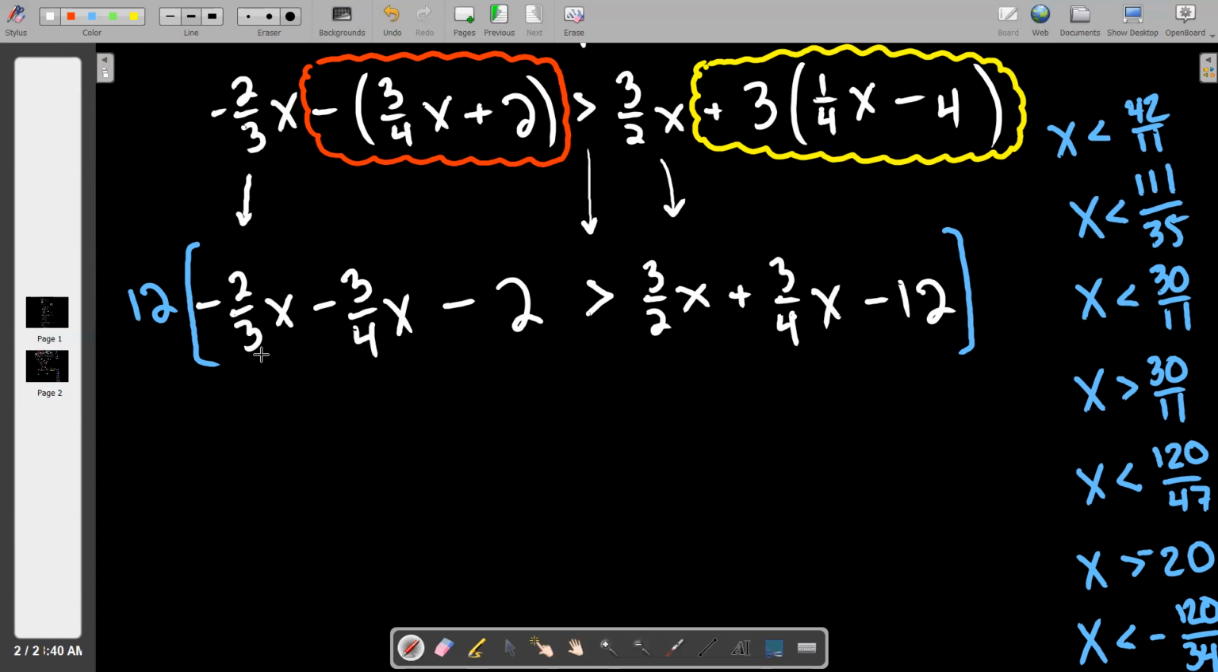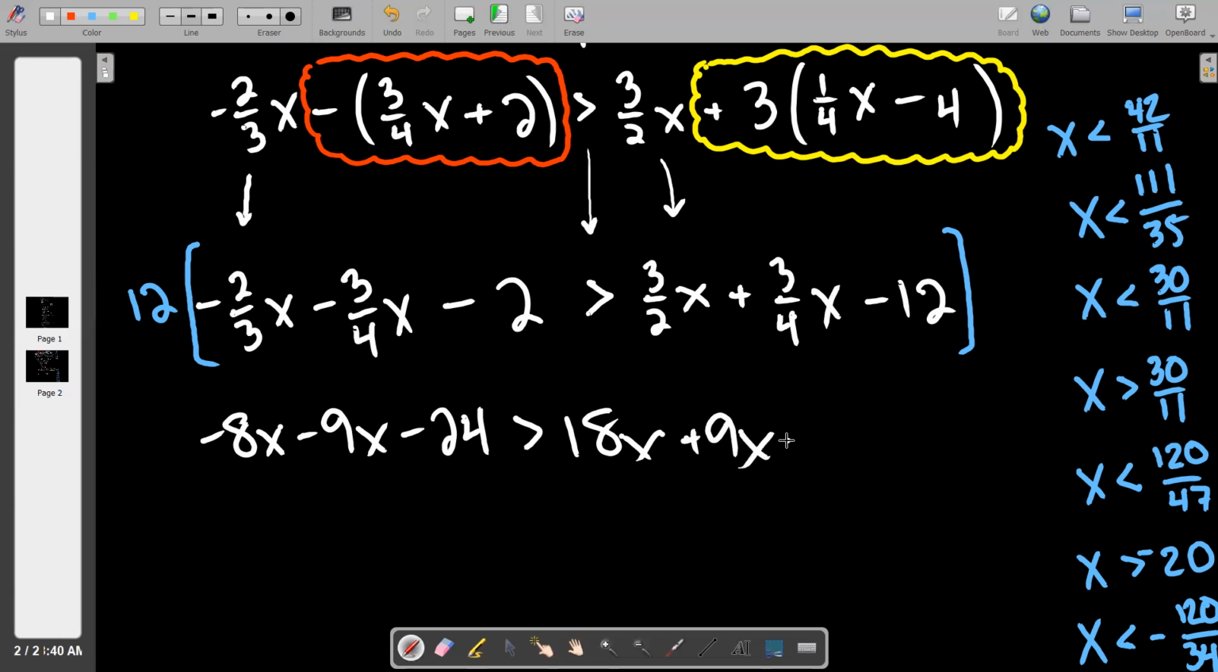12 divided by 3 is 4. 4 times negative 2 is negative 8. 12 divided by 4 is 3. 3 times 3 is 9, so minus 9x. 12 times negative 2, negative 24. 12 divided by 2 is 6 times 3 is 18. 12 divided by 4 is 3. 3 times 3 is 9. 12 times negative 12, the aforementioned. Yeah, 12 times 12 is 144.